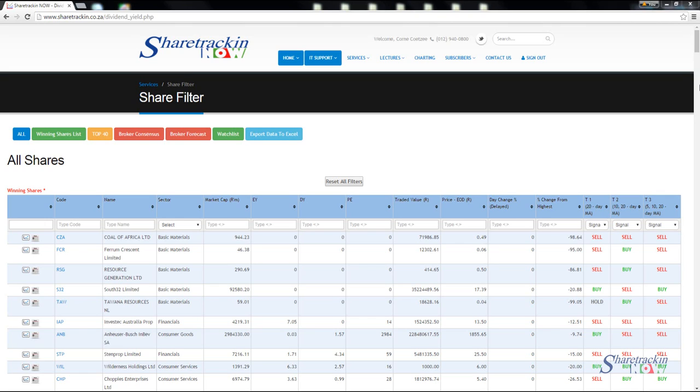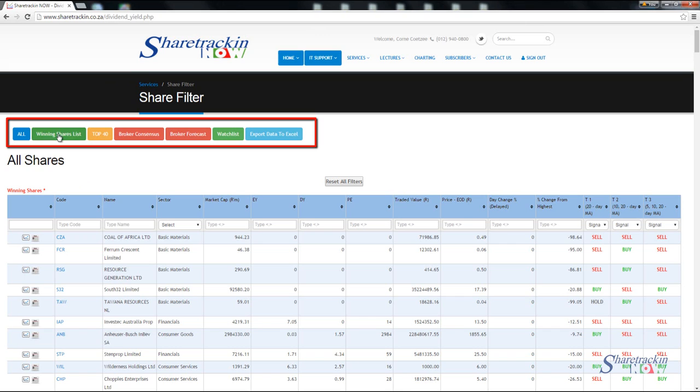So if we start off at the top, you'll notice that we've got all of these buttons as shown here. So we've got an All, which means that you're currently looking at all plus minus 400 odd shares which are listed. One important thing to note is that on the left hand side you'll notice we say winning shares with an asterisk. That means that as soon as you start filtering on your share filter and a share has that little asterisk next to its code, it means that that share is on our recommendations list, also known as our winning shares list. Now you'll notice next to All we've got the winning shares list.